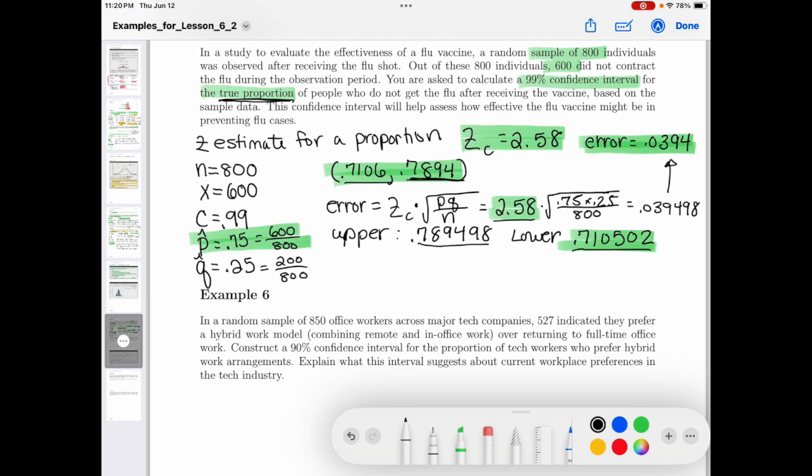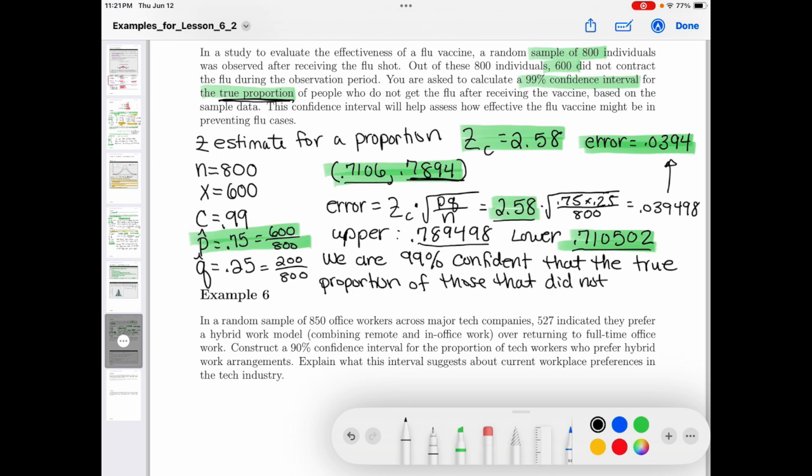So our conclusion is that we are 99% confident that the true proportion of those that did not contract the flu is between 0.7106 and 0.7894. Notice that I use proportion, not mean, because we're estimating the population proportion in this case.